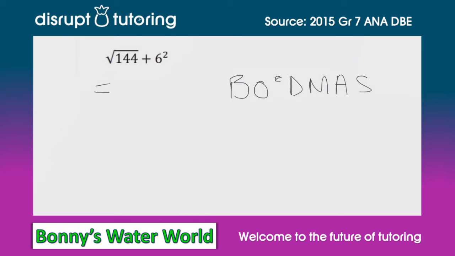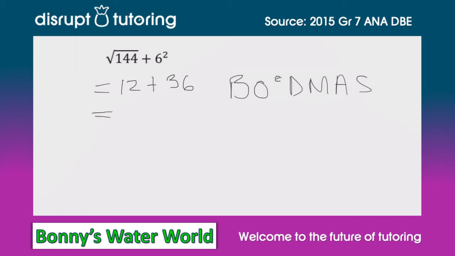Alright, so the square root of 144, guys, what would that be? I urge you to know these off by heart, and we know that the square root of 144 is going to be 12. Then 6 squared. What does 6 squared mean? 6 squared means 6 times 6. So we know 6 times 6 is 36. That's because 12 times 12 is 144, so the square root of 144 gives you 12.